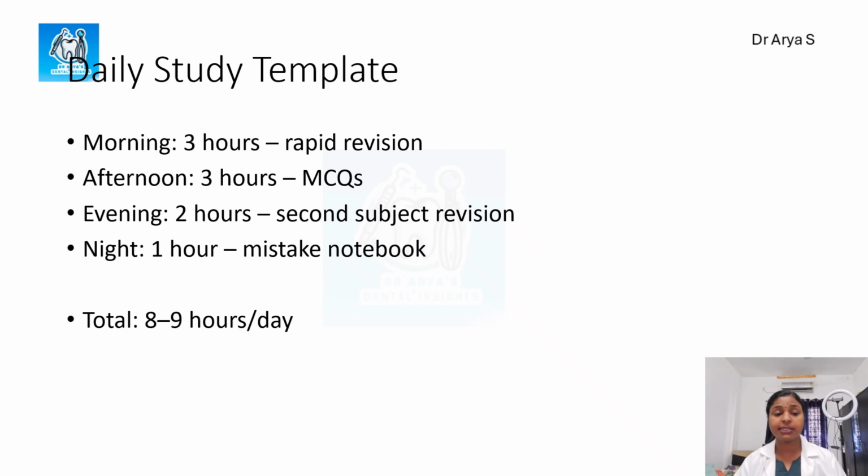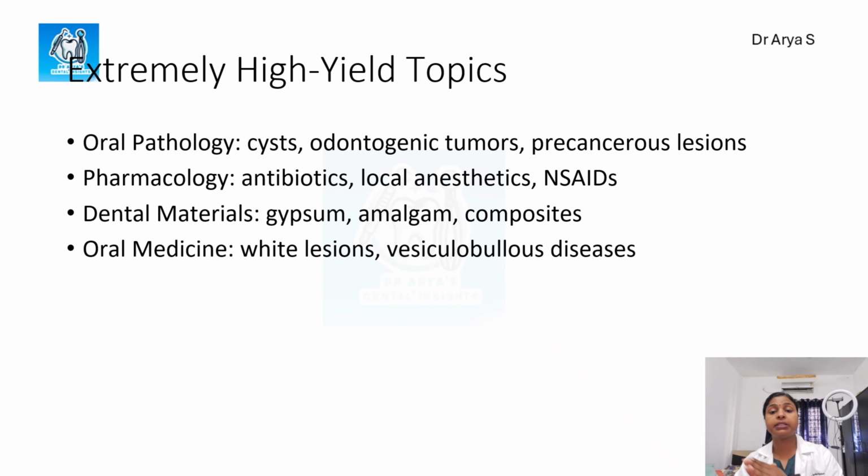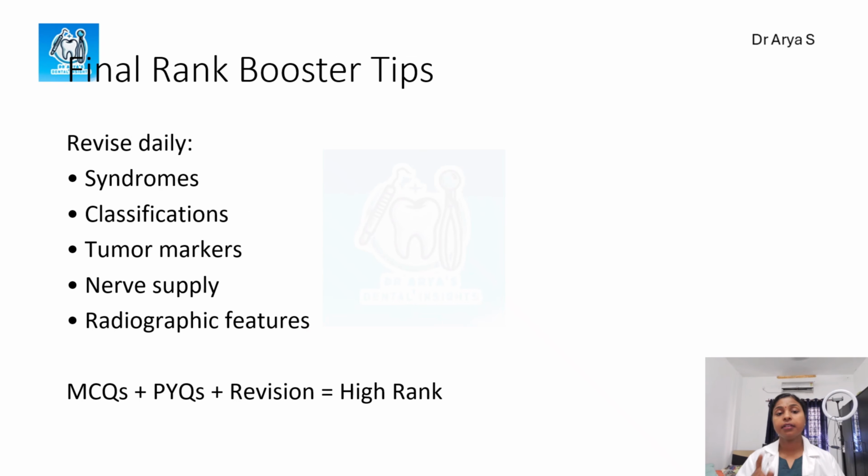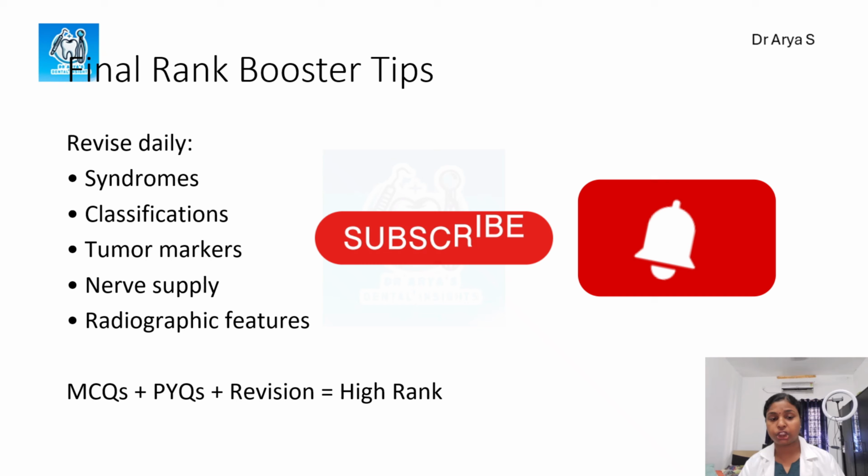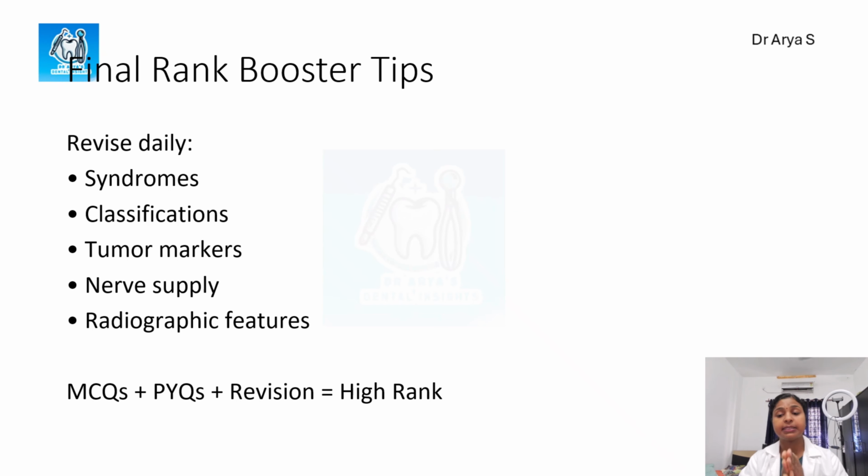Extremely high yield topics: for oral pathology, cysts, tumors, precancerous lesions like that. Then pharmacology: antibiotics, LA, NSAIDs. Then dental materials: gypsum, amalgam, composites. Then oral medicine: white lesions and vesicular bullous diseases. Final rank booster tips: revise daily the topics, syndromes, classifications, tumor markers, nerve supply, radiographic features. Here the MCQs plus past year questions and revision will give you a high rank.